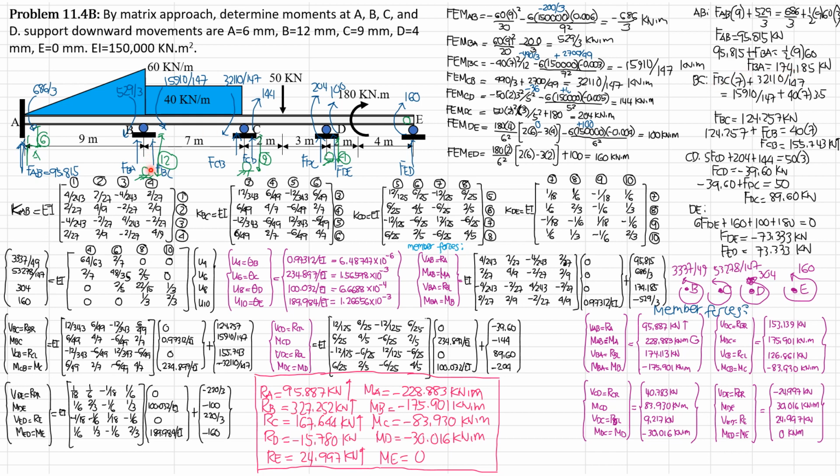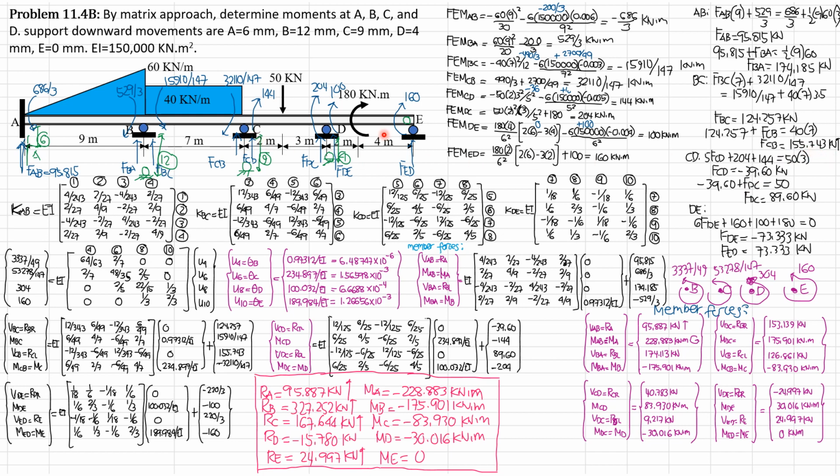FBC, so summation moment C equals 0. FBC times 7 plus 321110 over 147 equals 5910 over 147 plus the moment of the load, 40 times 7 times 3.5. We obtain FBC is 124.257 kilonewtons. Then FCB, summation forces Y: FBC 124.257 plus FCB equals area 40 times 7. So FCB is 155.740 kilonewtons.